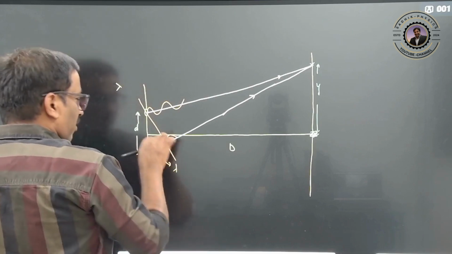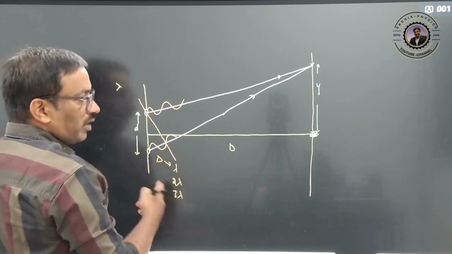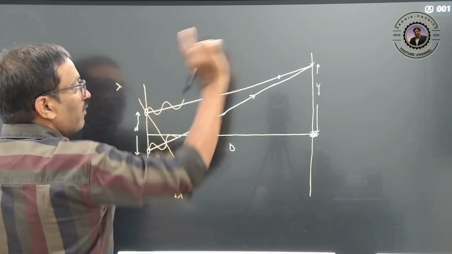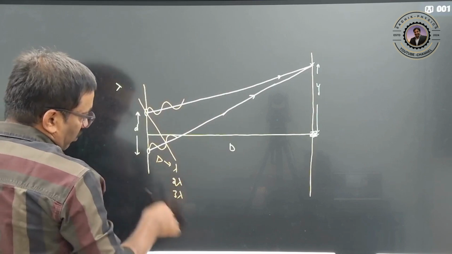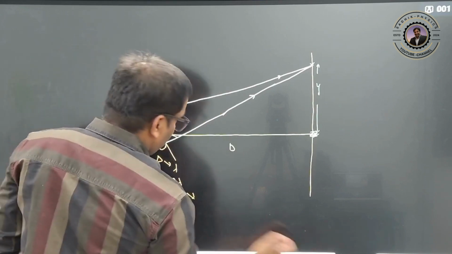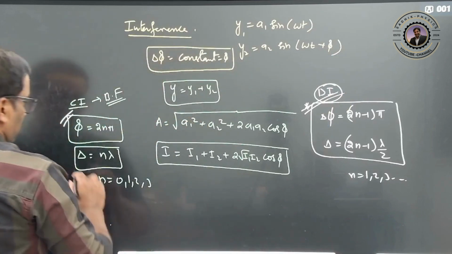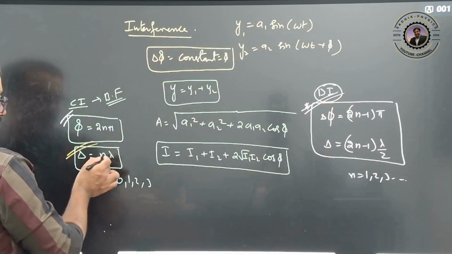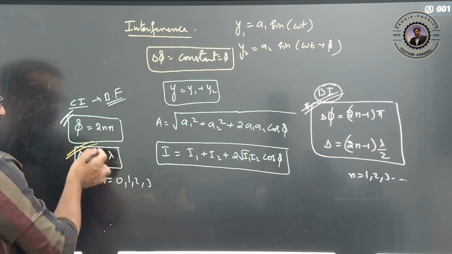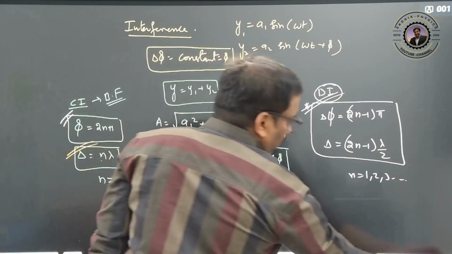Suppose it is one wave or two waves, or 2 lambda, 3 lambda, anything. This is nothing but the condition for constructive interference. What is the path difference? I told you n lambda, so the path difference delta equals lambda, 2 lambda, 3 lambda, 4 lambda, then it will create a constructive interference.